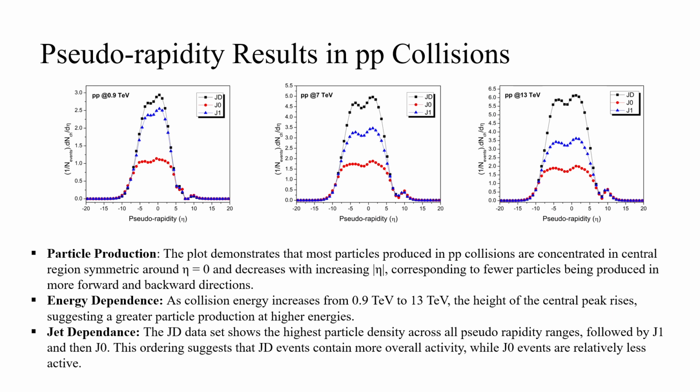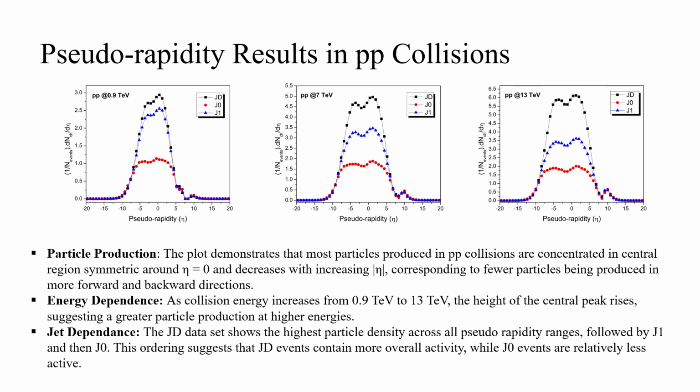So that's the result for the general shape, by checking these graphs. So the general shape discussion is this. Now let's check the variation in energies, because you know that we have three energies: 0.9 TeV, 7 TeV and 13 TeV. So we have to check at different energies.